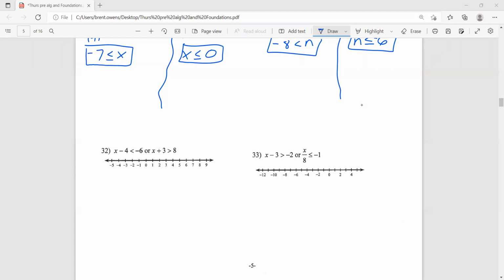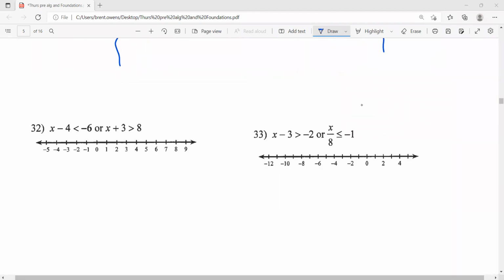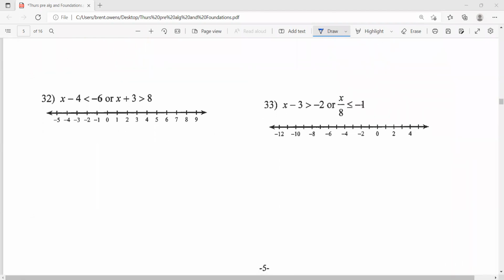All right, so got some questions about compound inequalities. Ultimately, like in number 32, we're going to be creating two separate equations from all this mumbo jumbo. The first equation is everything before the word or: x minus 4 is less than -6. The other equation will be x plus 3 is greater than 8. Really, you're just treating this like a normal two-step equation where you use the inequality symbol instead of the equal sign.